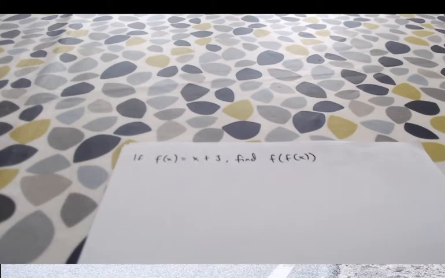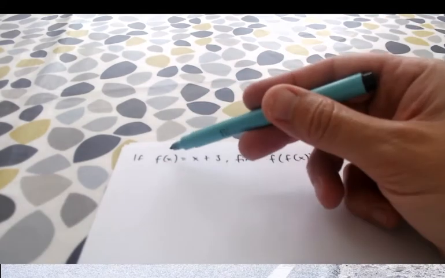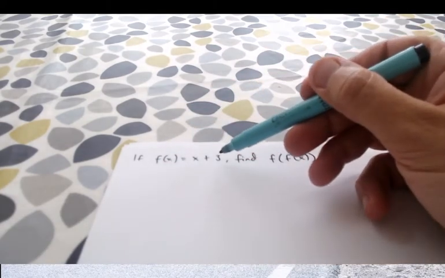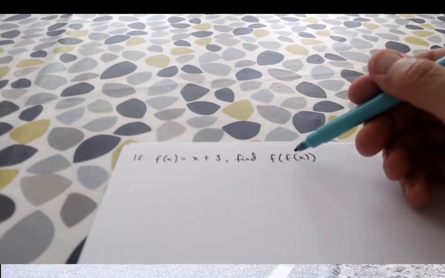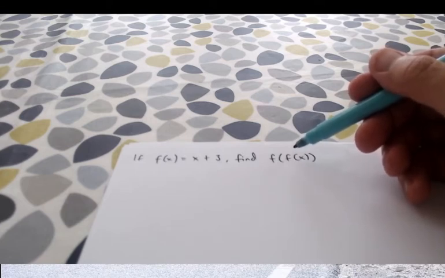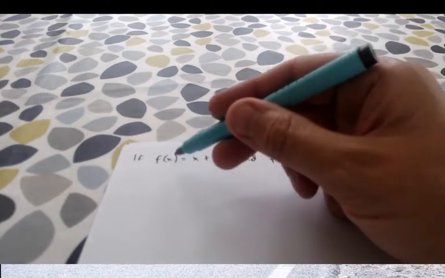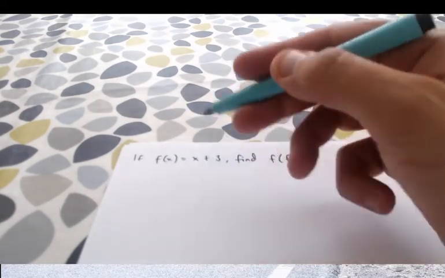This is going to blow your mind. I'm giving you the function f of x, which is x add 3, and I want you to work out f of f of x. That's right, people, you're going to put the function back in itself. To do this, the method that I use, like previously, I want to see this written out twice.